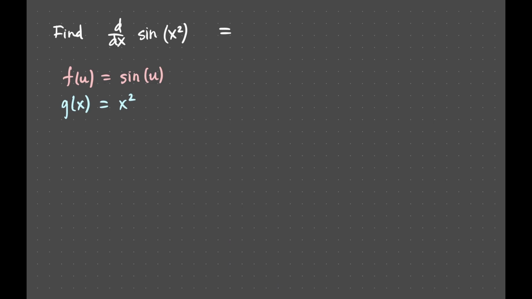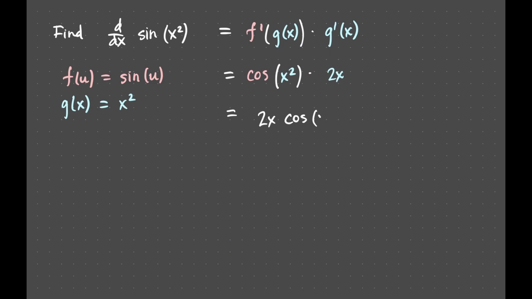The chain rule says that the derivative is given by f prime at g of x times g prime of x. Here, f prime of u is just given by cosine of u, and applying this to g of x gives cosine of x squared. g prime of x is just 2x. In total then, the chain rule says that the derivative is given by cosine of x squared times 2x. Let's compute the opposite composition too for good measure.